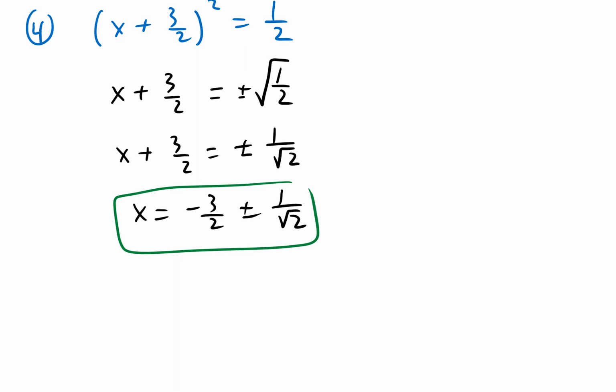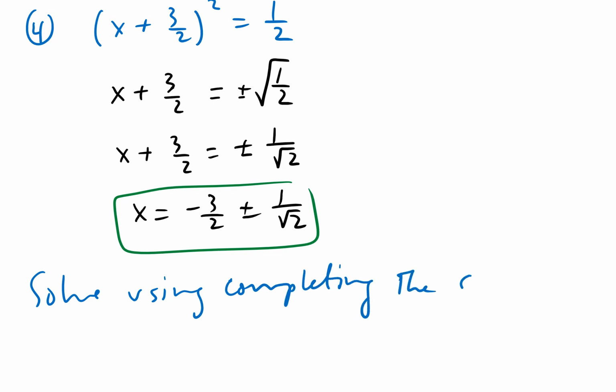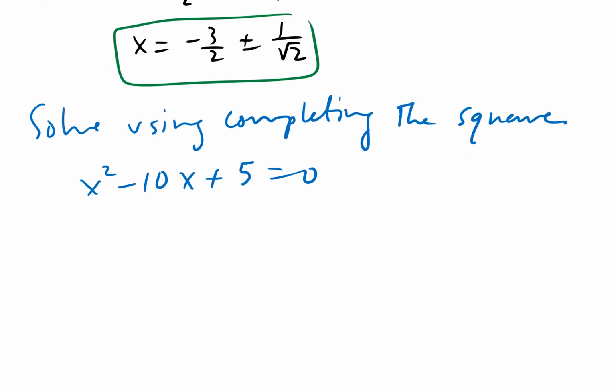Now, what if they ask us to solve using the completing the square method? Say x squared minus 10x plus 5 equals 0. To complete the square, we keep the x's on one side and subtract 5 on the other side. Divide this by 2. So negative 10 divided by 2 is negative 5.